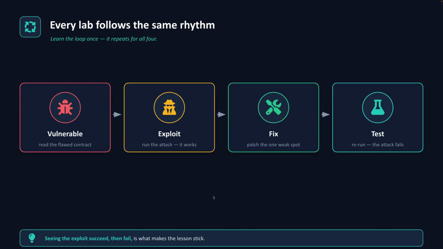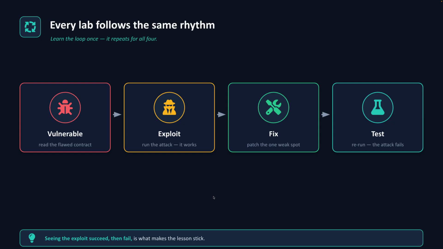Every lab follows the same rhythm. Learn the loop once, it repeats for all 4. First, read the flawed contract. Second, run the attack or the exploit. The attack works. Third, fix it, patch the one weak spot. And last, rerun the test. Then the attack fails. Seeing the exploit succeed, then fail, is what makes the lesson stick.